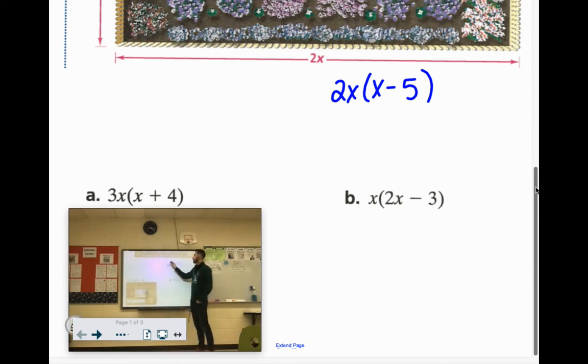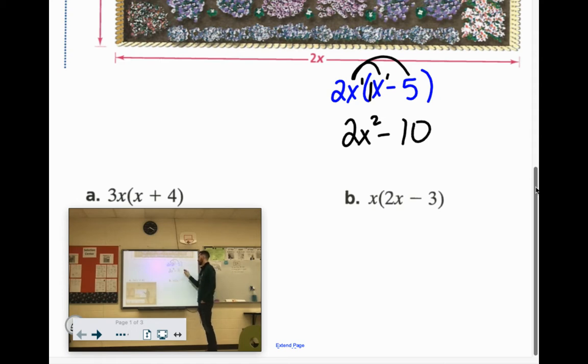So when we did properties of exponents, we did 2x times x. So you just do the numbers in front first. 2 times 1 is 2. And then when you multiply x times x, when you multiply the same base, you add the exponent. So that would be x squared. And then when we do 2x times negative 5, 2 times negative 5 is negative 10. You just have the x there, so negative 10x.